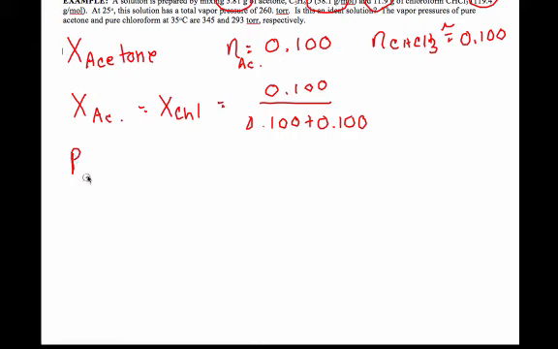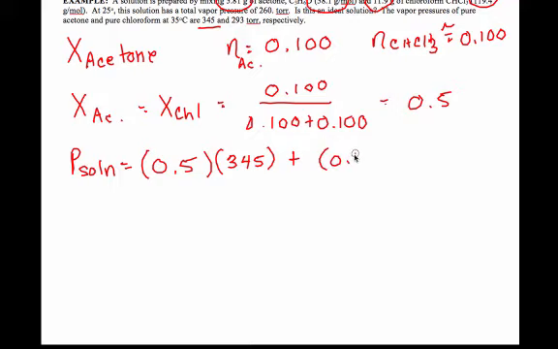Okay, so that gives us our mole fractions. Now, Raoult's law says that if it's an ideal solution, the vapor pressure of the solution should be the mole fraction. If you couldn't do that math in your head, that's 0.5. Should be the mole fraction times the partial pressure. For acetone, it's 345 plus 0.5 times the partial pressure of chloroform, which is 293. And you know me and my silly calculator mess ups. Double check my number, but I'm getting 319 torr.